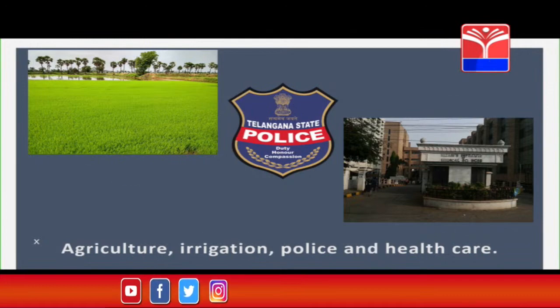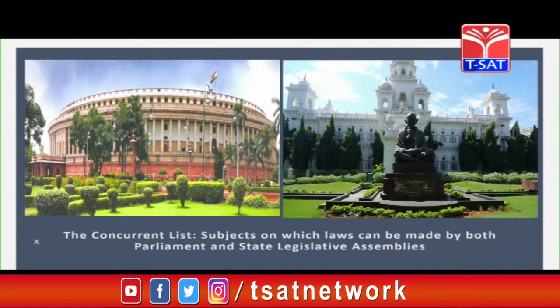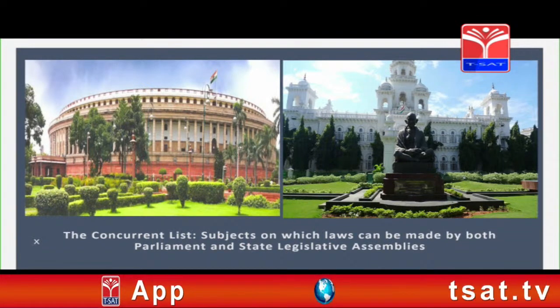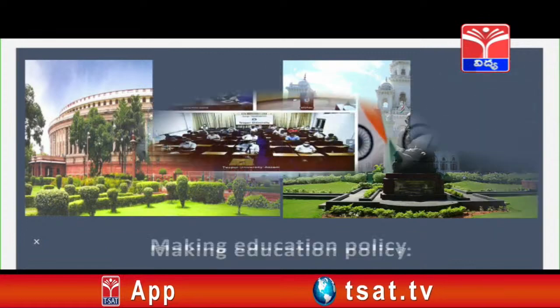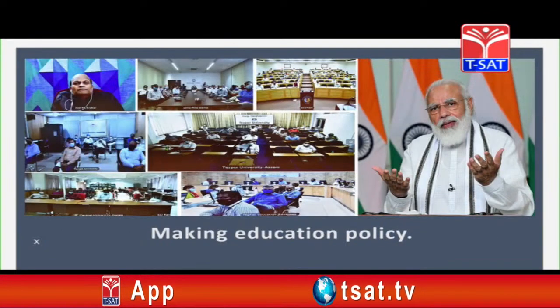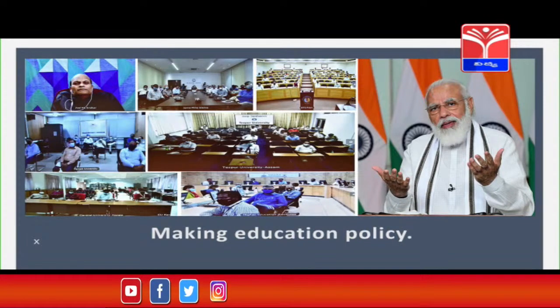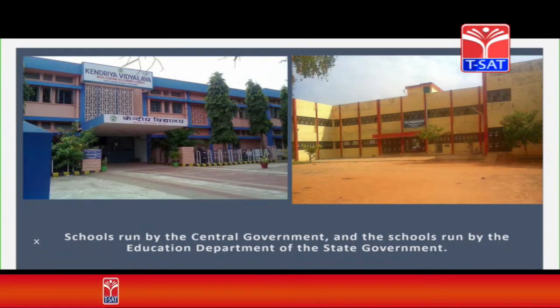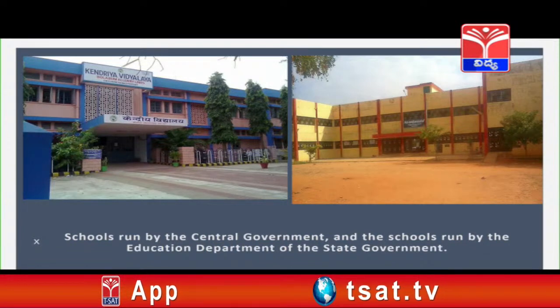Now talking about the concurrent list, children, it comprises the subjects on which the laws can be made both by the Parliament and the State Legislative Assemblies. For example, making of the education policy is the duty of both the central and the state government. In every state, you find schools which are run by the central government, such as Kendriya Vidyalayas or central schools, as well as the schools which are run by the education department of the state government.